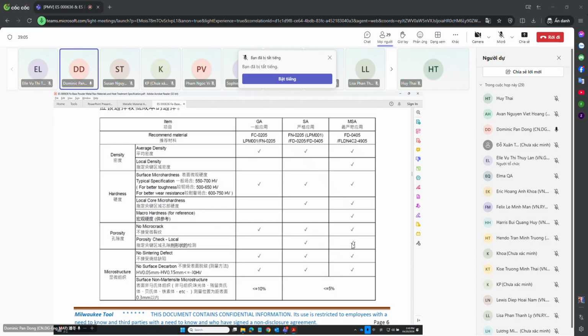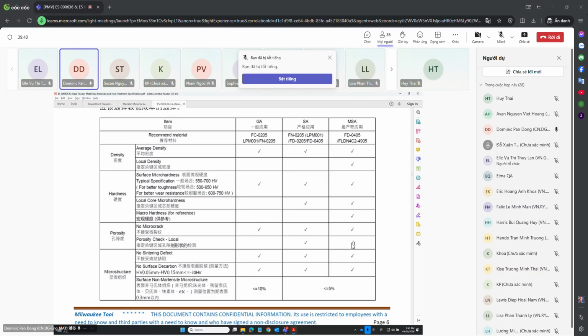And the third one is about the porosity. It's a defect. So for MSA, the most severe application, we don't accept micro cracks, and we check the porosity at specifically defined areas to make sure there's no trouble there. And the last one is about the microstructure. We don't accept sintering defects. We don't accept surface decarbon, so-called surface decarburization.